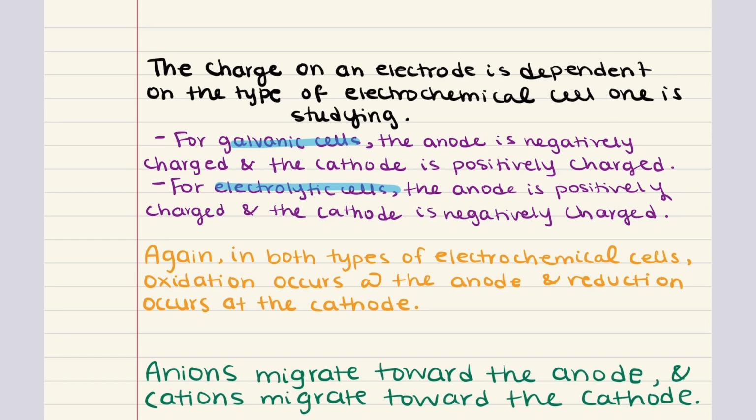In an electrolytic cell, however, the roles are reversed. The anode becomes positively charged, and the cathode becomes negatively charged. This difference arises because electrolytic cells require an external power source like a battery to drive the reaction. Despite this reversal in charge, though, one principle remains constant across both systems, and that is that oxidation always occurs at the anode and reduction always occurs at the cathode.